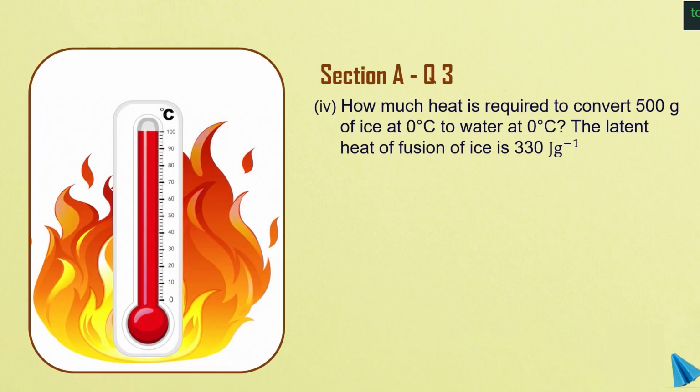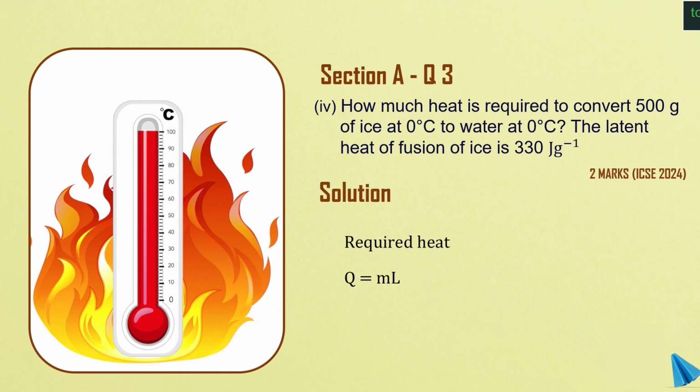Let's have a look at the next question. It says, how much heat is required to convert 500 gram of ice at 0 degree Celsius to water at 0 degree Celsius? The latent heat of fusion of ice is 330 joule per gram.